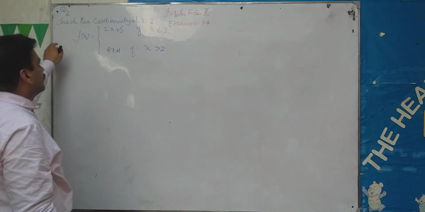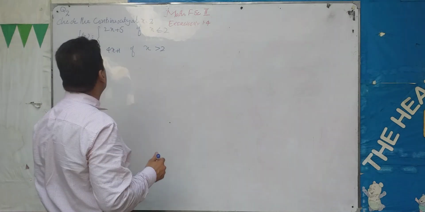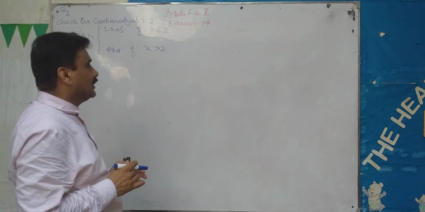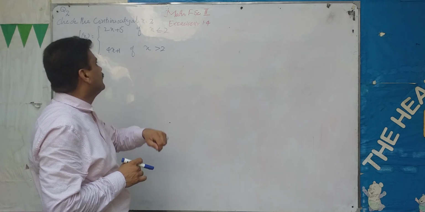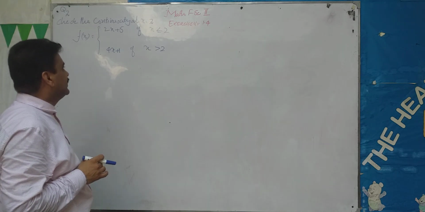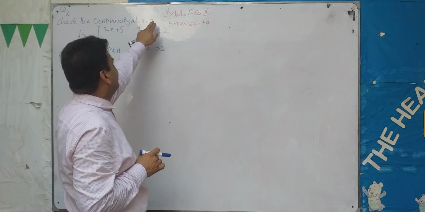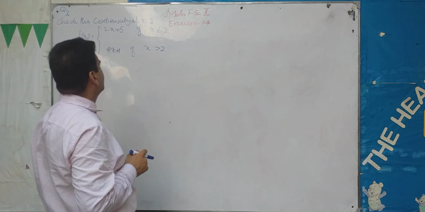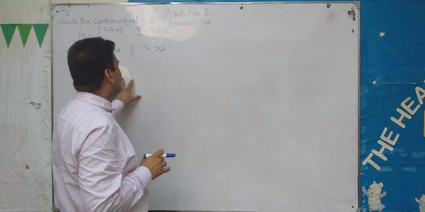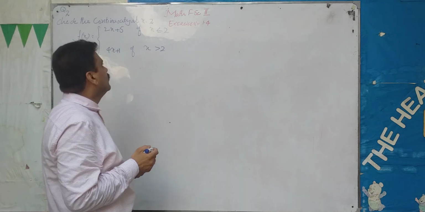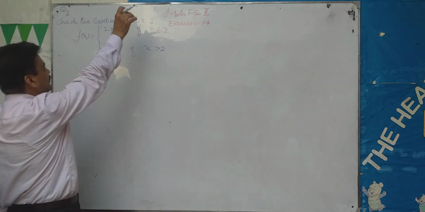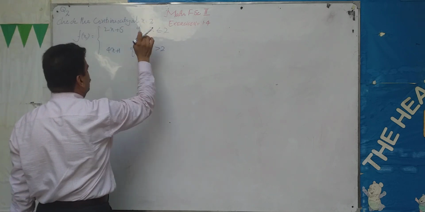Question 2. Check the continuity at x equal to. If any function is continuous at any given point, then there are three axioms. First of all, the function must be defined at the given point. Second, the limit exists at that point. Third, the limiting value will be equal to the function value. To check continuity, first we check whether the function is defined or not at x equal to.